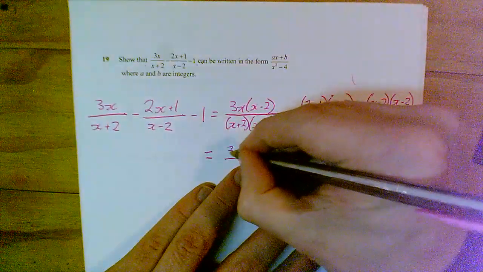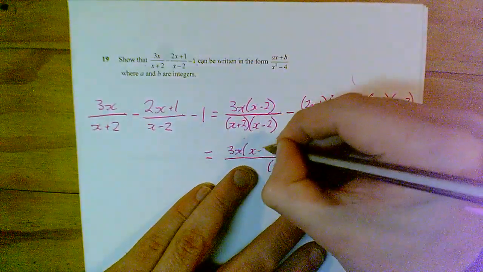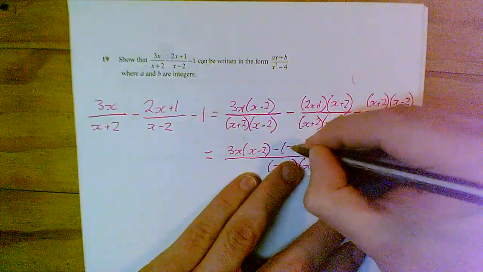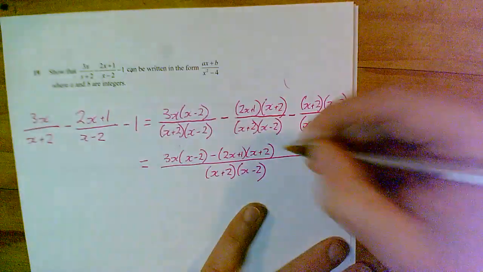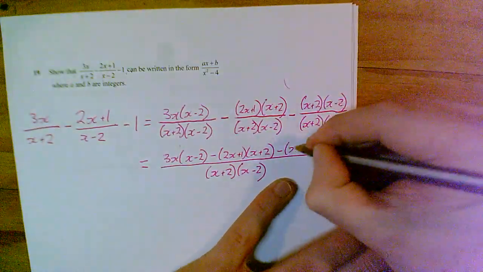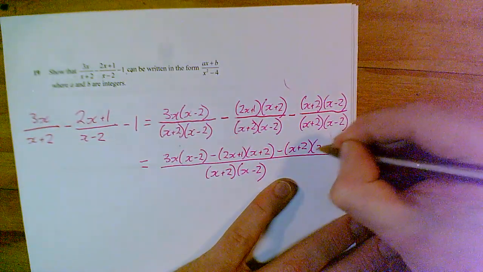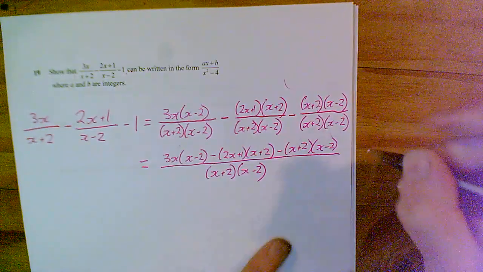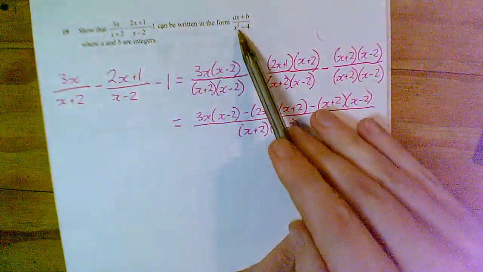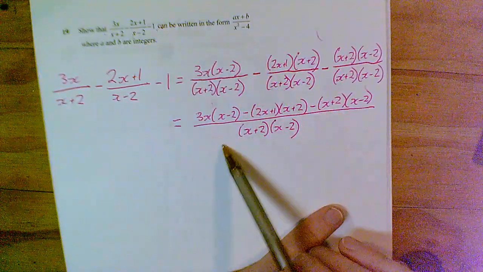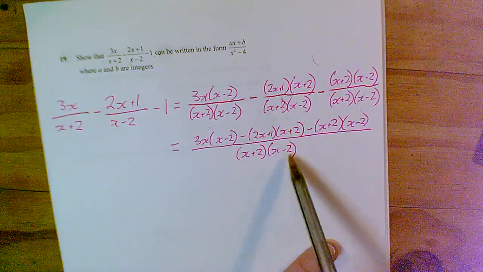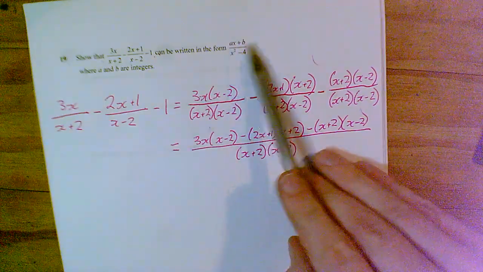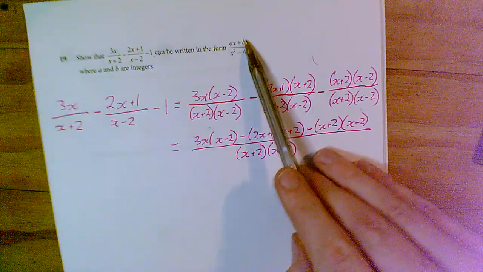And my numerator is going to be 3x times x minus 2, subtract that, subtract that. So I've combined this into one fraction. However, this isn't yet in this form here. The denominator needs to be x squared minus 4, not that, and the numerator needs to have just some amount of x's and some constant.